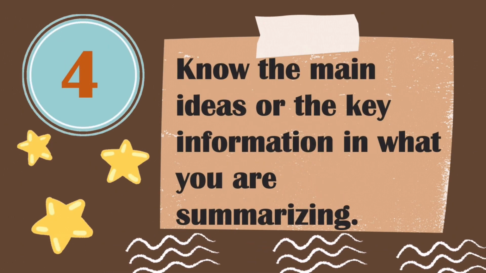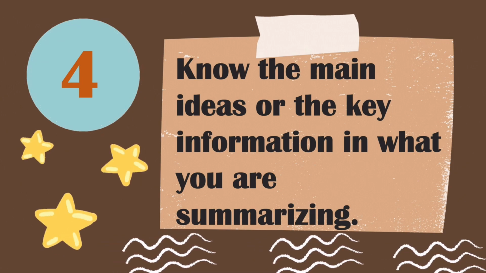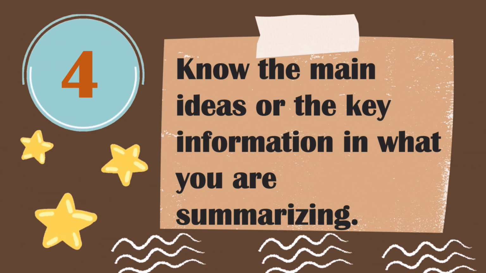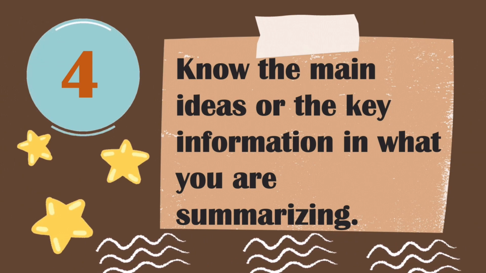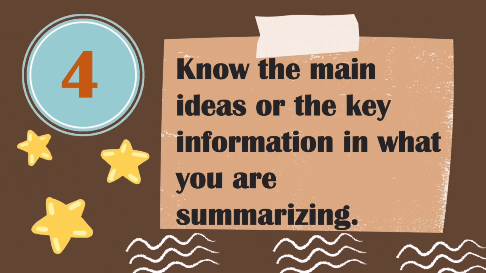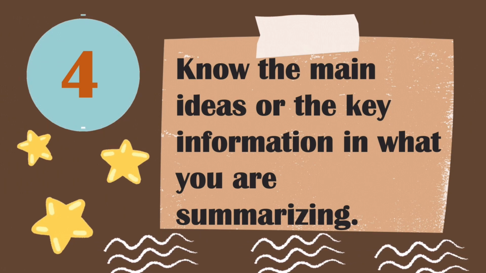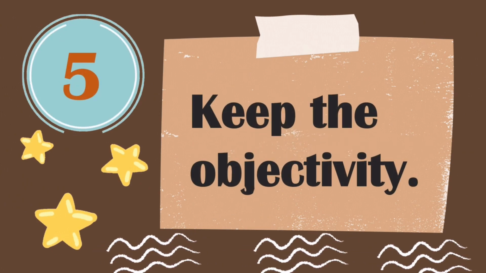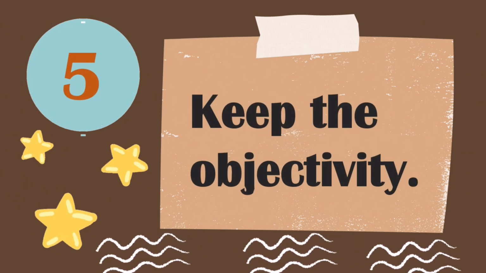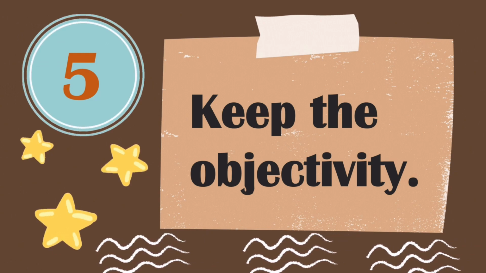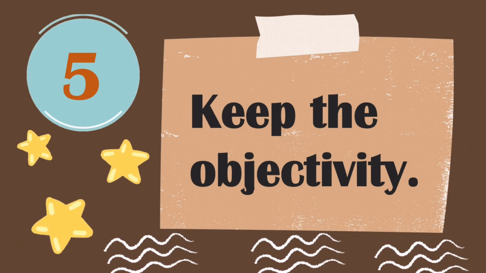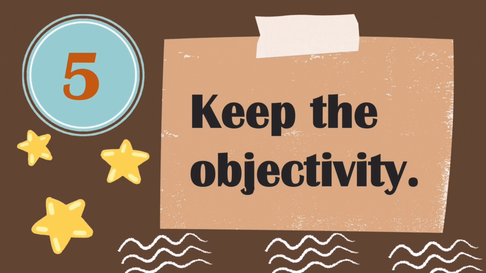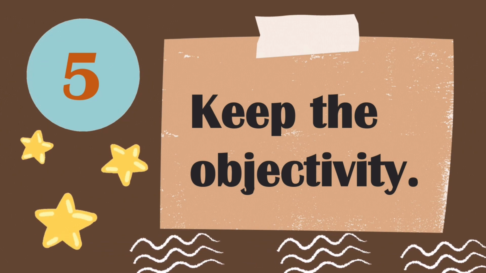Fourth, know the main ideas or the key information in what you are summarizing. When summarizing, it pays to know which details are important and which information may be omitted without altering the meaning of the source material. Fifth, keep the objectivity. When summarizing a given material, one must remember to be as objective as possible. This means that you should not include your personal opinion on the ideas in the original text.